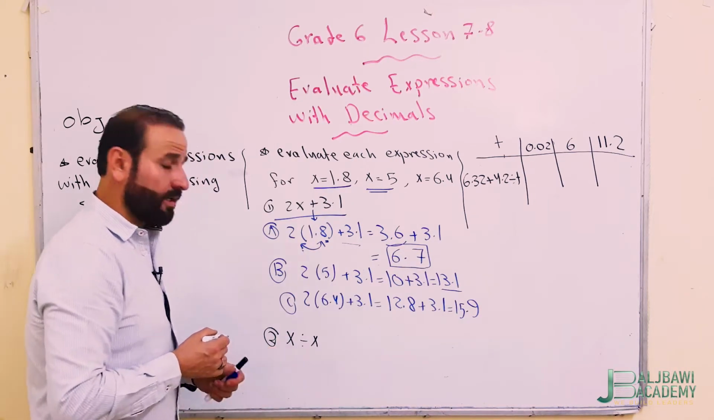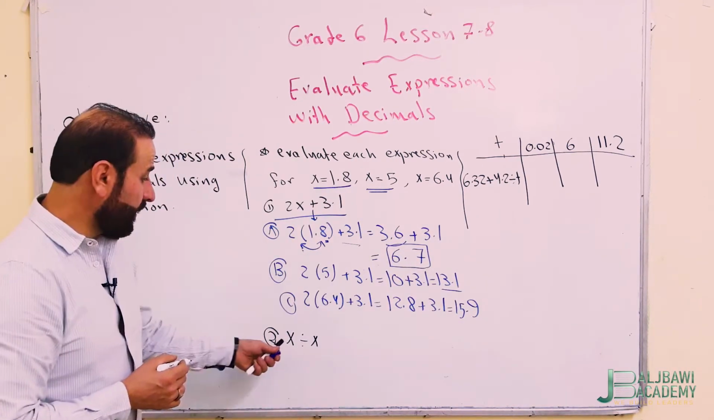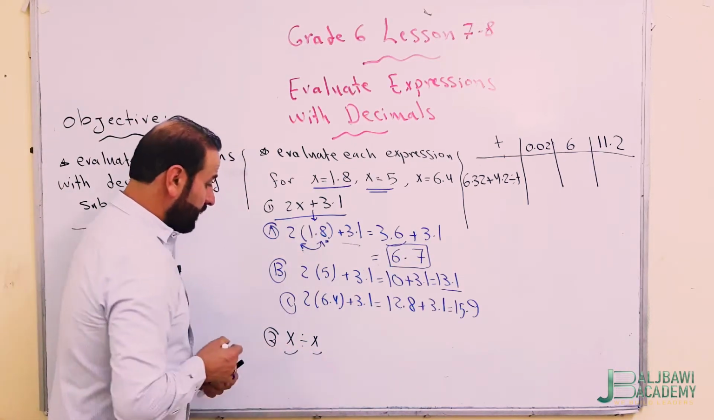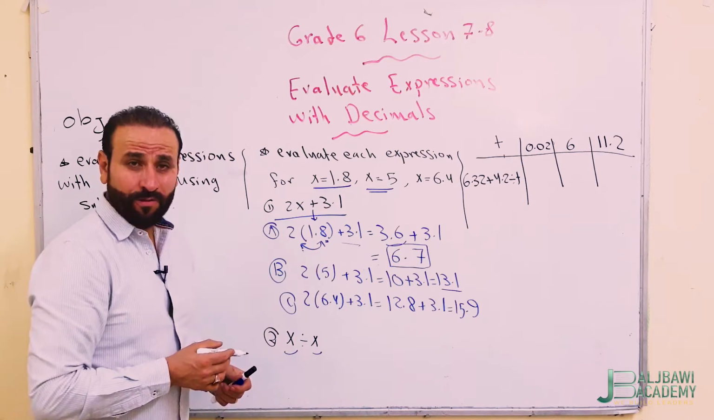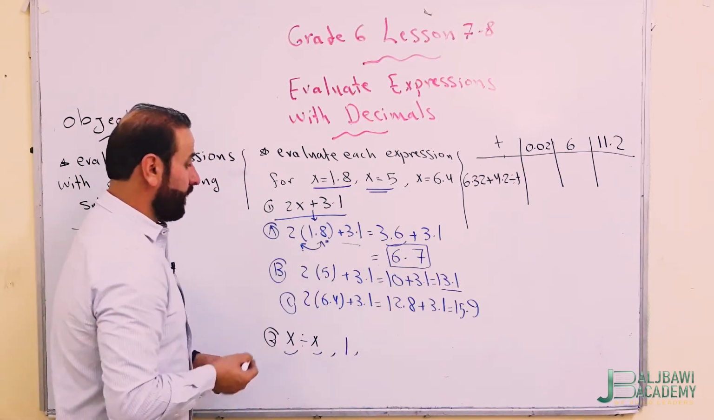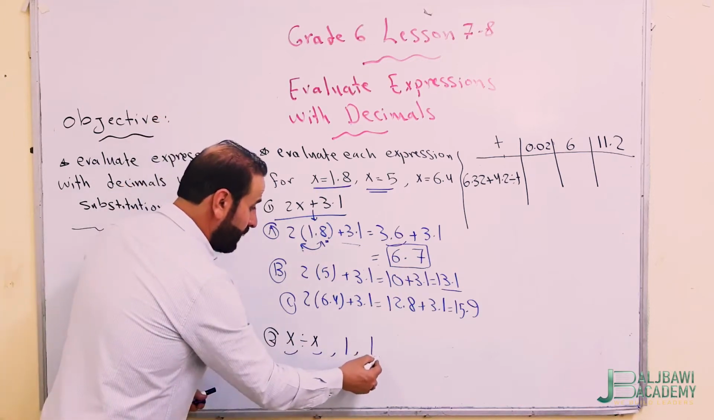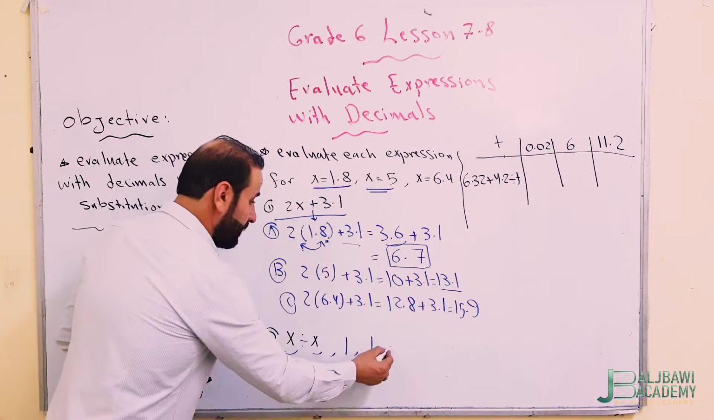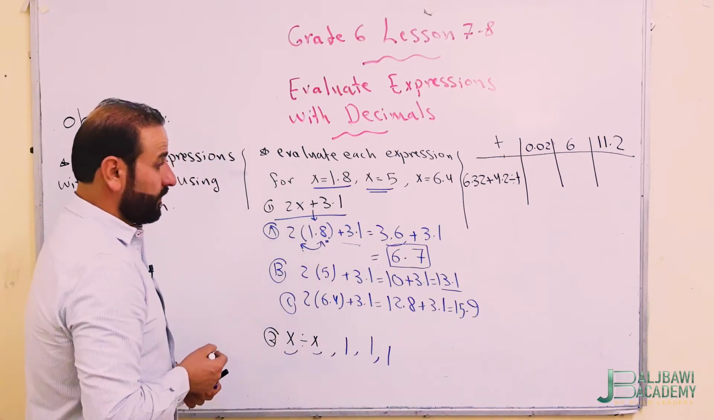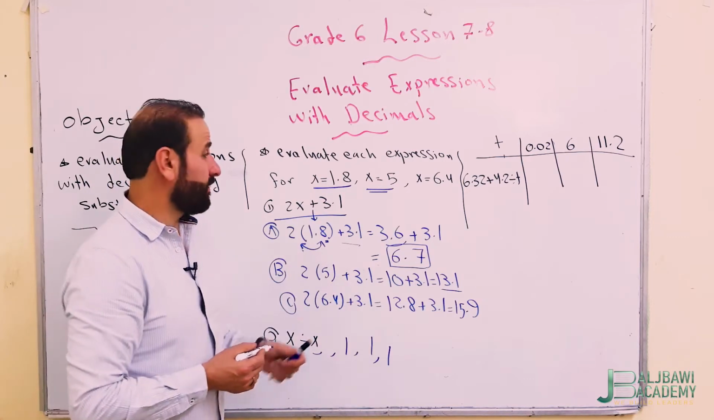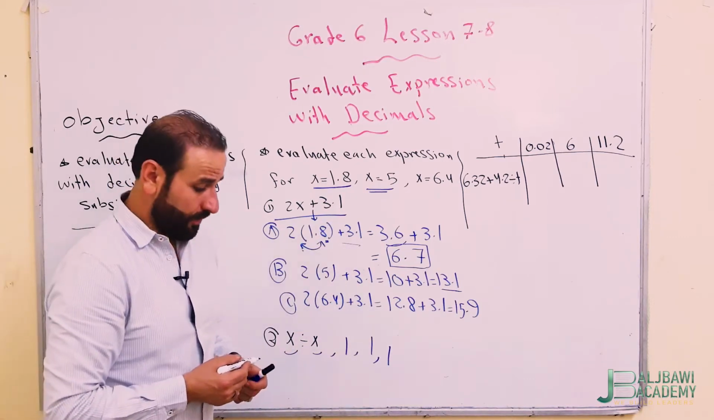Now the second expression, x divided by x. Whatever the value of x, we divide it by the same value, so it will be 1. When x equals 5, 5 divided by 5 equals 1. And then 6.4 divided by 6.4 equals 1. So the main point is that we replace the variable x by the given value.